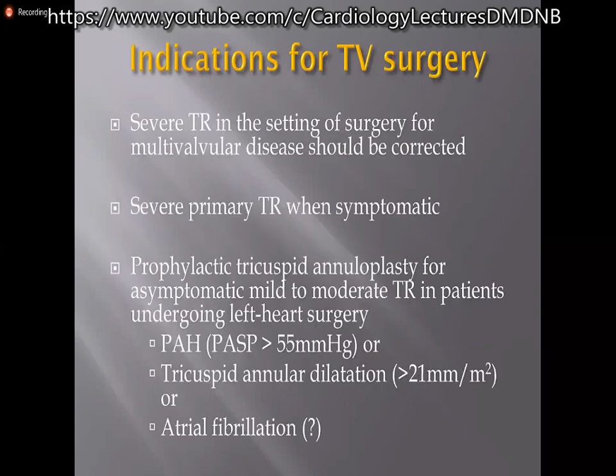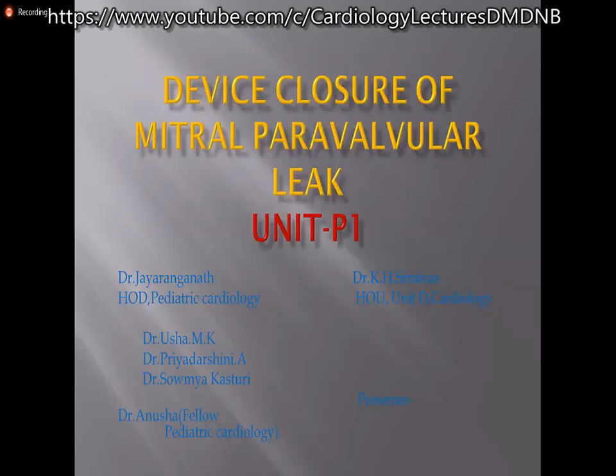Indications for tricuspid valve surgery. Severe TR in the setting of surgery for multivalvular disease should be corrected. Severe primary TR when symptomatic, and prophylactic tricuspid annuloplasty for asymptomatic mild to moderate. Even a moderate TR, mild to moderate TR, should also be given surgical attention in patients with left heart surgeries. I think I will spend another 5 to 10 minutes.